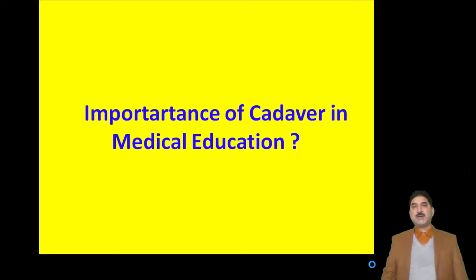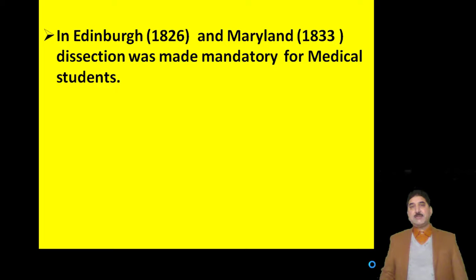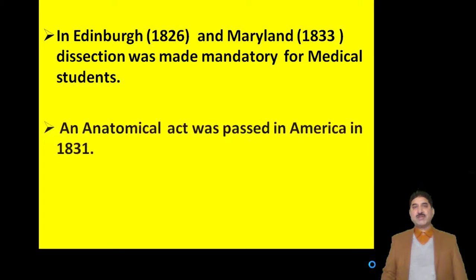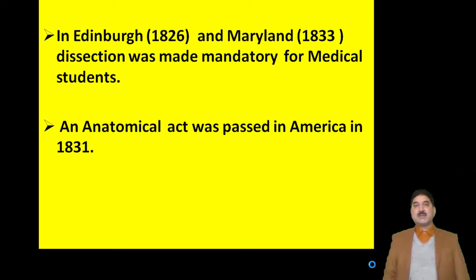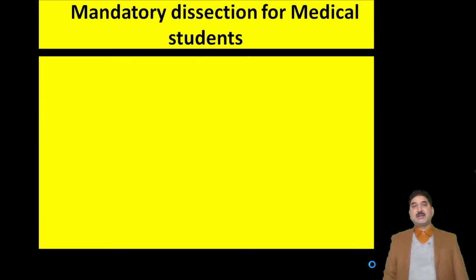What is the importance of cadaver in medical education? As already said, all other teaching modalities discussed above are substitutes for cadaveric dissection. There is no real substitute. The only thing is the availability of a cadaver. In Edinburgh and Maryland, dissection was made mandatory for medical students. An Anatomical Act was passed in America in 1831.